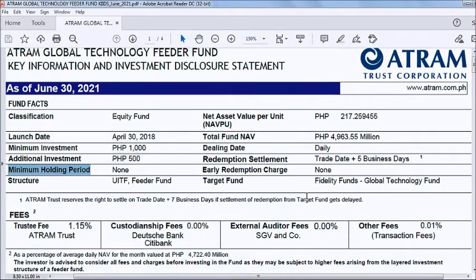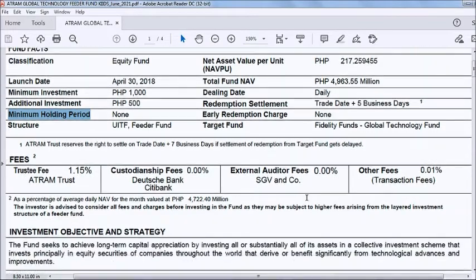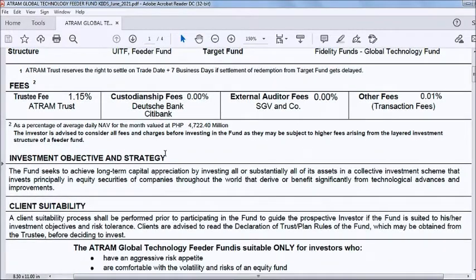Now, let's talk about the fees of the ATRAM Global Technology Feeder Fund. It's stated here, trust fee, meron siyang 1.15%, ATRAM Trust. Custodianship fees, 0.0%, that's under Deutsche Bank, Citibank. External auditor fees, SGV and Company, 0.00%. Wala din. Other fees, ito yung tinatawag na transaction fees, 0.01%.